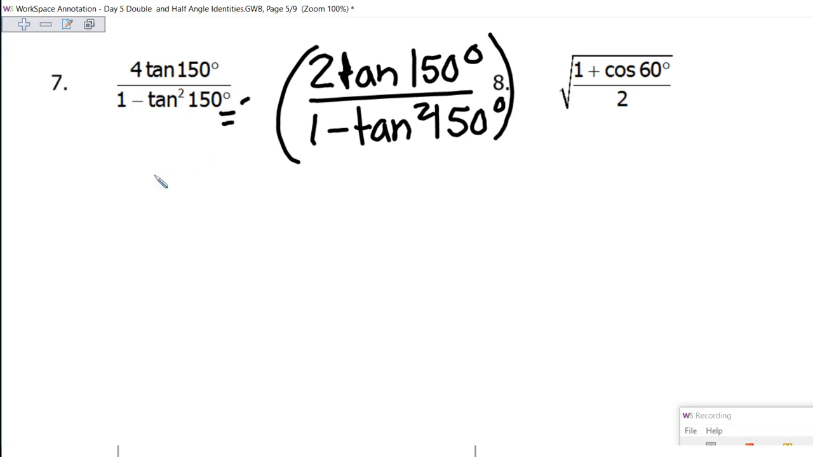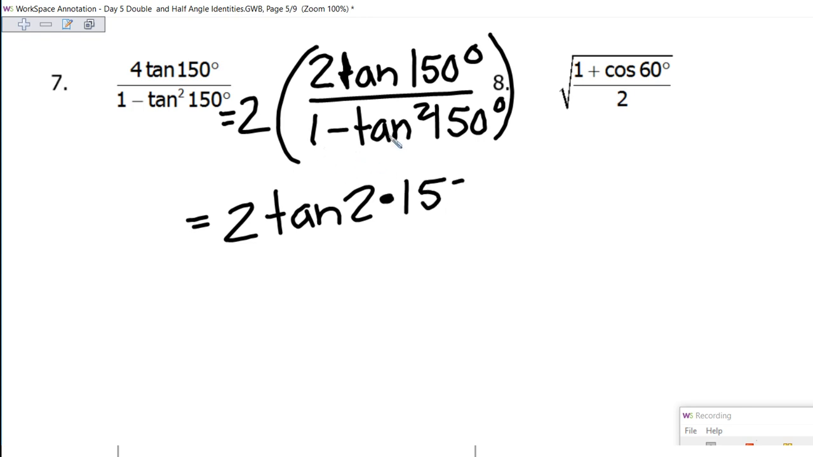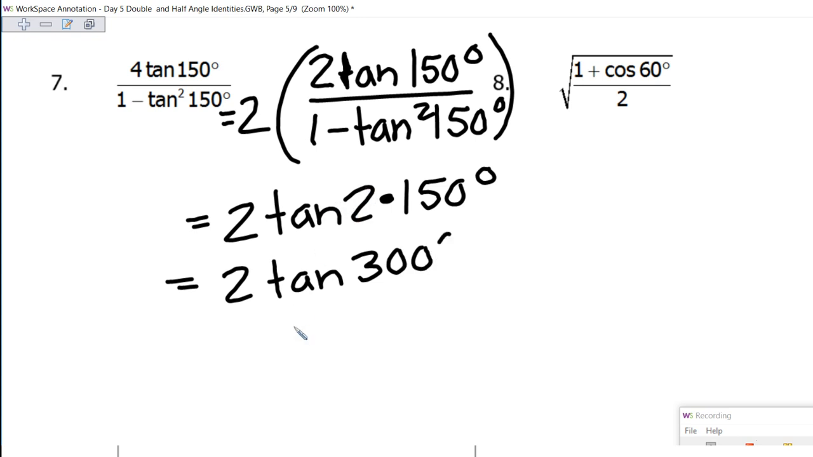So this is equal to 2 times the tangent of 2a, but instead of a, what are they using? 150 degrees. Simplify that. 2 times 150 degrees is 300 degrees. And I can keep going. I can figure out what is the tangent of 300 degrees. Well, tangent is sine over cosine. What's the reference angle for 300 degrees?